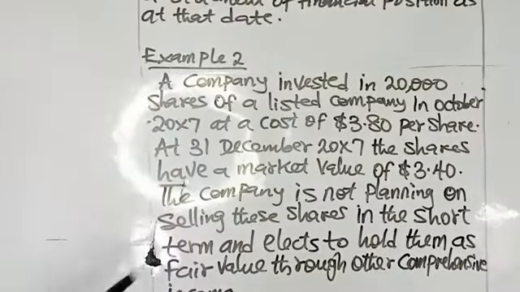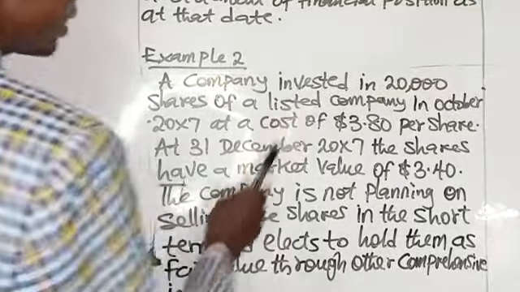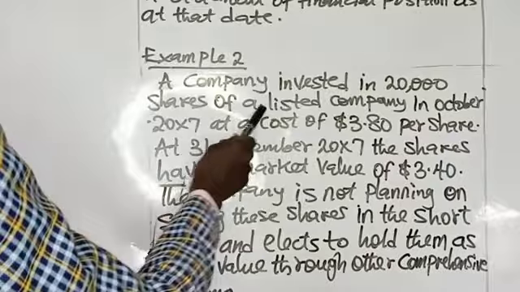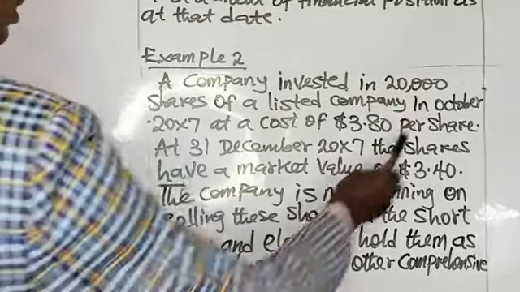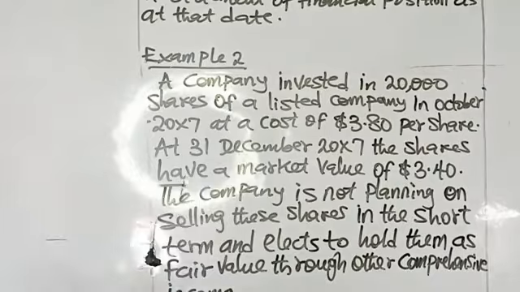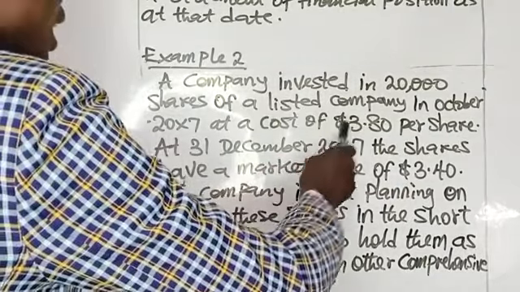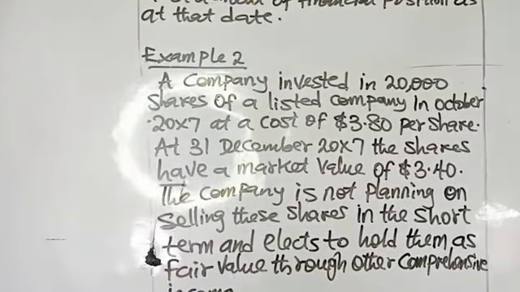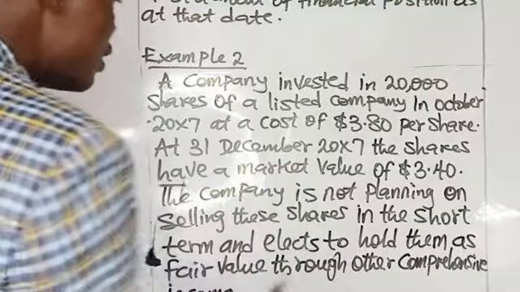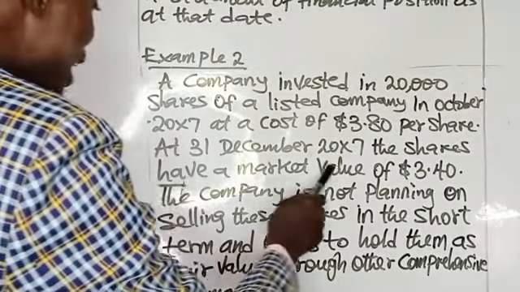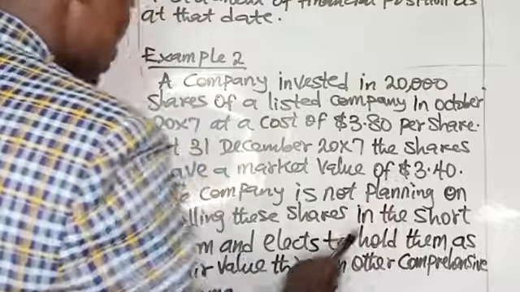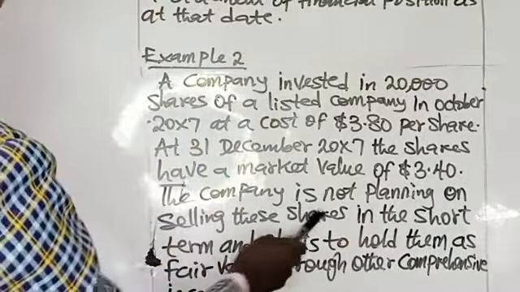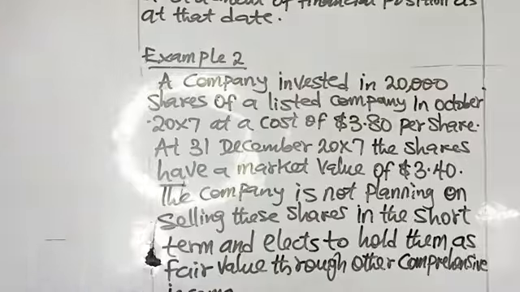Example 2. A company invests in 20,000 shares of a listed company in October 2007 at a cost of $3.80 per share. At 31st December 2007, the shares have a market value of $3.40. The company is not planning on selling these shares in the short term.